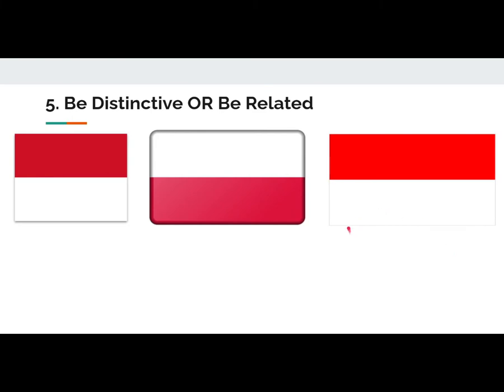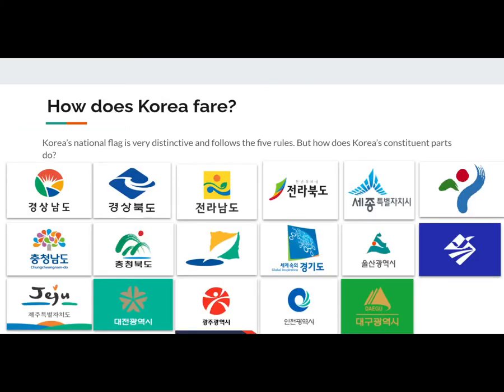So you have a problem. No one's going to change their flag when they all should change their flag. It's that kind of thing. But this is where it can get really confusing because you don't really know who's who. Now, if we look at how Korea fares, we see Korea's national flag, great flag, follows all 5 rules. It is fantastic. But how do the different parts of Korea go?